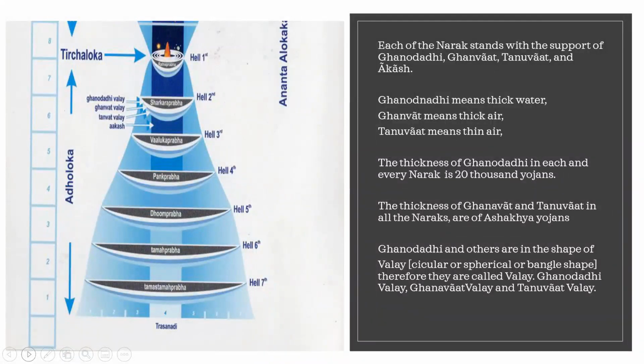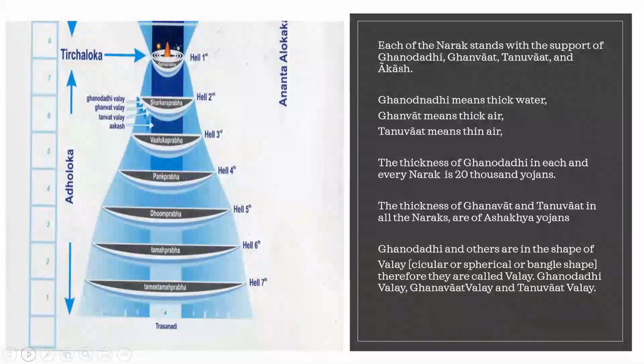So if you go from top to bottom, you will have first the Bhumi of Ratnaprabha, and just below the Bhumi of Ratnaprabha, you will have the Ganodadi, that is a thick layer of water. And below Ganodadi, you will have Ganvat, that is a thick layer of air. And below Ganvat, you will have Tanvat, that is a thin layer of air. And below Tanvat, you will have empty space, that is Akash.